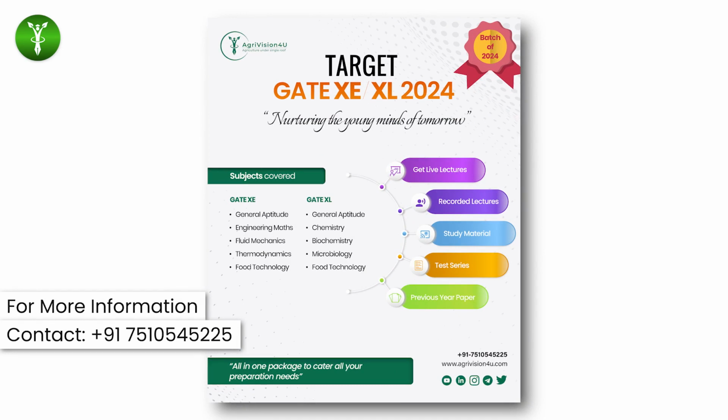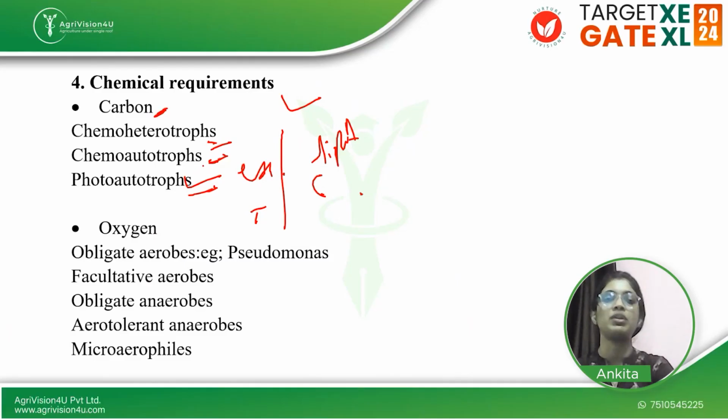Now, in the chemical requirement you have the carbon. So for carbon you will have the chemoautotrophs, heterotrophs, and photoautotrophs. Photo is nothing but the light source. On the basis of that you will have the photoautotroph.